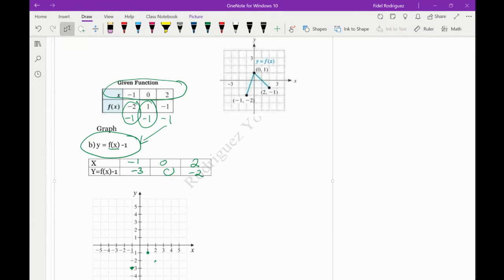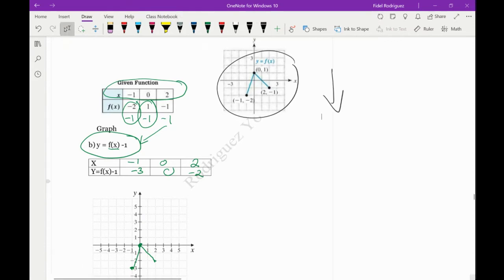And let me see. I'm sorry, I put the wrong point. It should have been 0, 0, right? Sorry, I looked at the wrong point. So 0, 0 is right here. Okay, so -1, -3, 0, 0, 2, -2. There's my graph. And again, if you notice, all we did is we took this graph and we just pulled it down 1 spot. Okay.